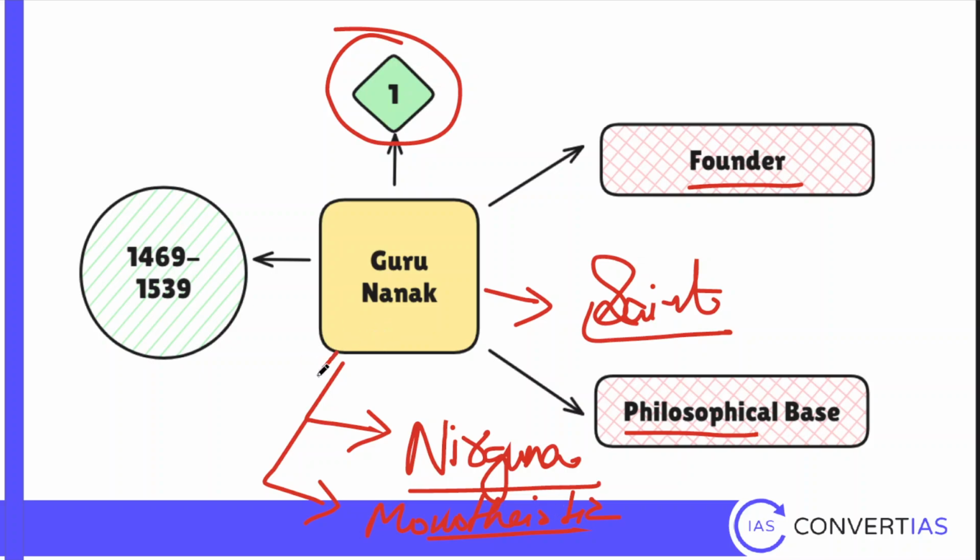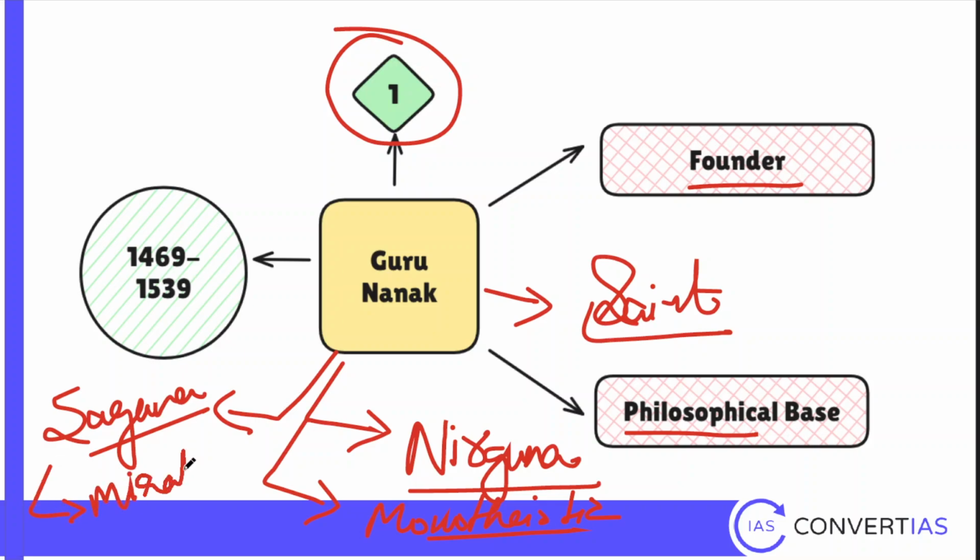In opposition to this, you can have Saguna Bhakti. Here you have people like Mirabai, who believes in God with a form. Along with Guru Nanak, you have people like Kabir, who are similar Nirguna Bhakts. So that's the philosophical base of it. But at that time, it was a very vague and unorganized philosophical base. The way modern Sikhism is followed, it was not developed entirely during the period of Guru Nanak.